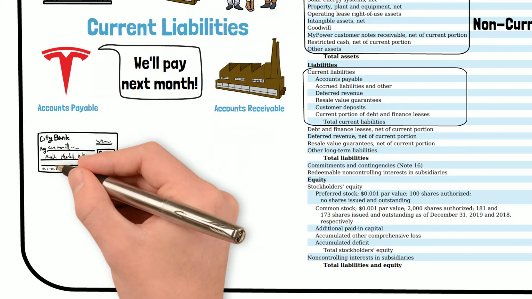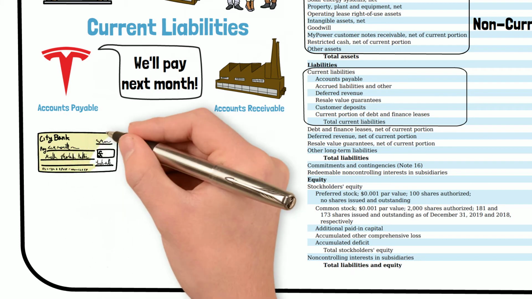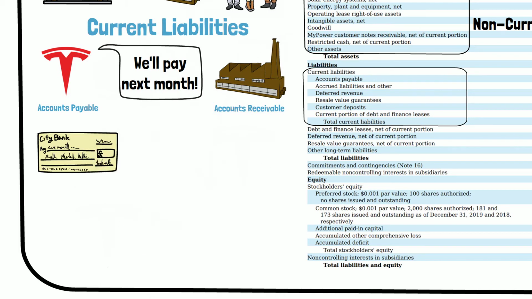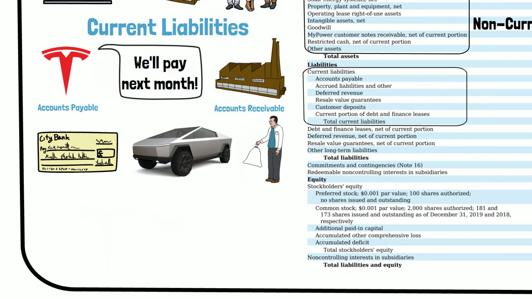Accrued liabilities are the rent expenses, equipment leasing payments, and various other scheduled payments to be paid for the daily operations of the business. Deferred revenue is the money customers paid Tesla for products or services that they have not yet received. For example, the reservation deposits for the Cybertruck or Roadster can be considered deferred revenue.